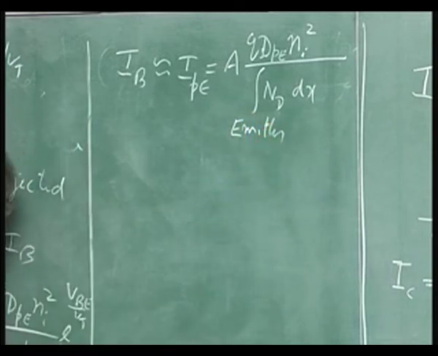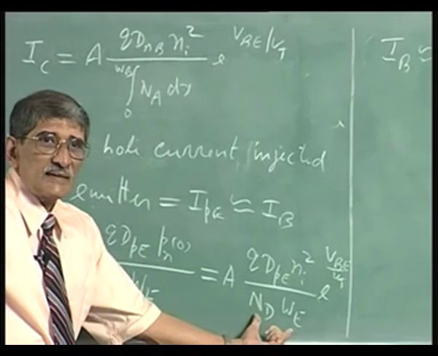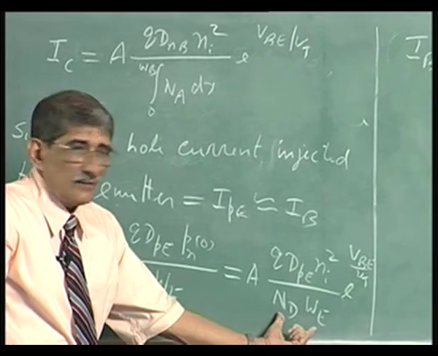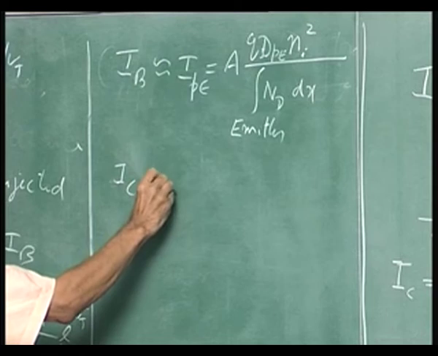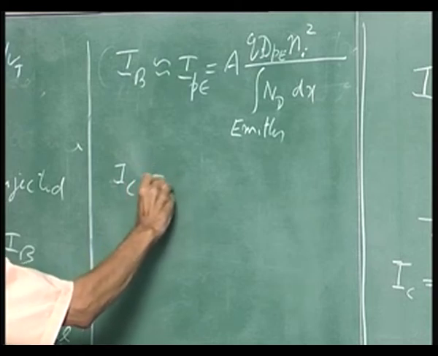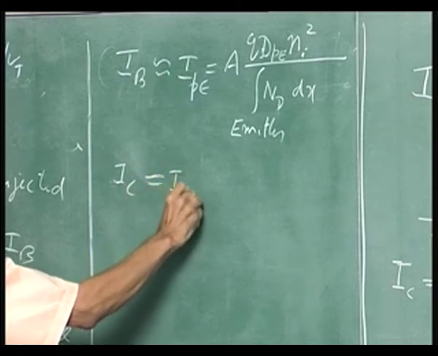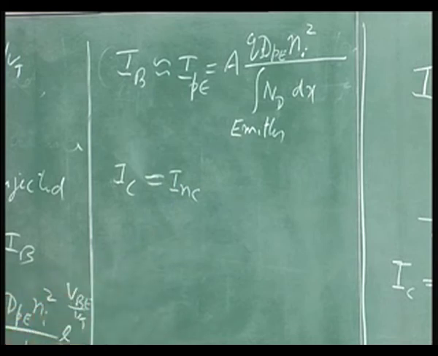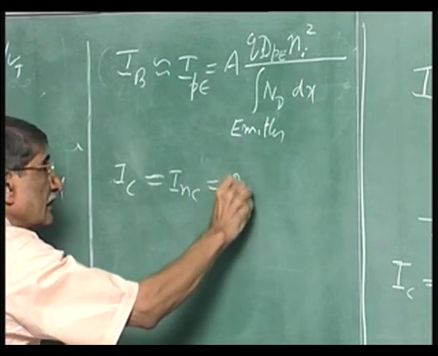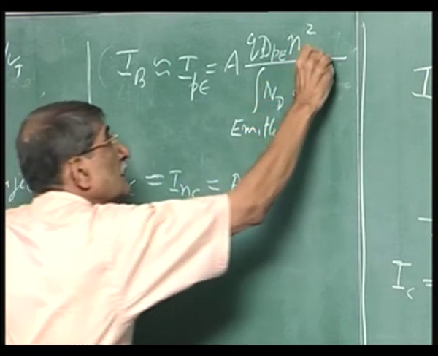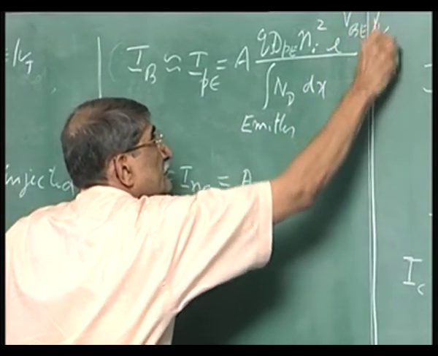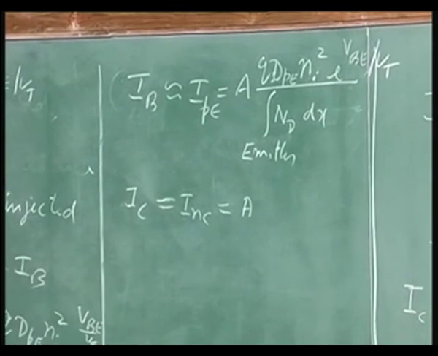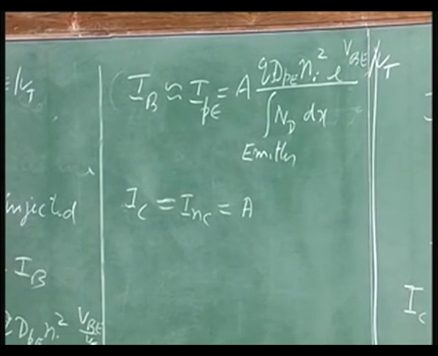Okay. That is actually this quantity, total integrated doping concentration. Okay. So, IC is approximately equal to INC, which is equal to INE area into e to the power VBE by VT. Okay.